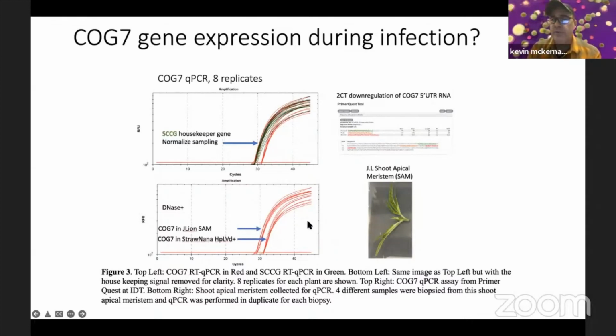So those experiments are ongoing right now, where we have collaborators that are infecting Jamaican Lion with Latent Viroid, and we're doing RNA sequencing throughout time to understand if this in fact replicates when we have the actual host genome the same within the experiment.